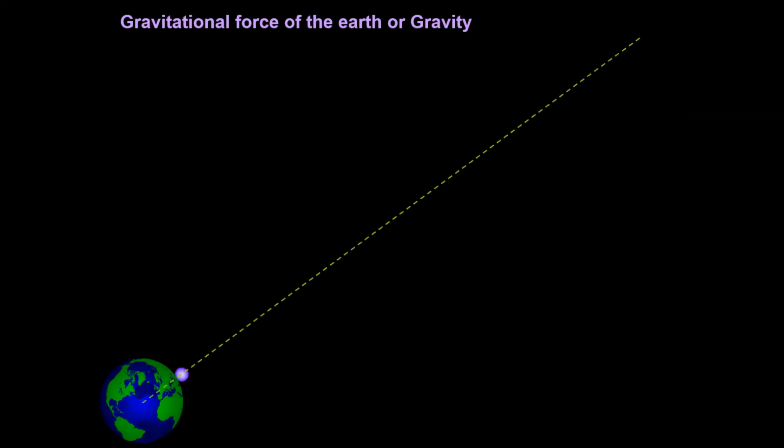So, gravitational force of the earth, or gravity. Earth is here. Are you able to see the earth? A force is attracted to the earth. A force is necessary to produce motion in a body. First statement, which we have learned already in lower classes. Force is necessary to produce motion in a body. Is it true or not?